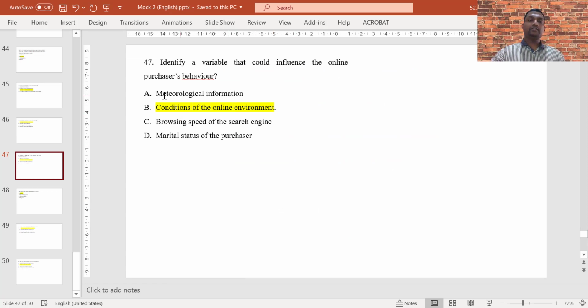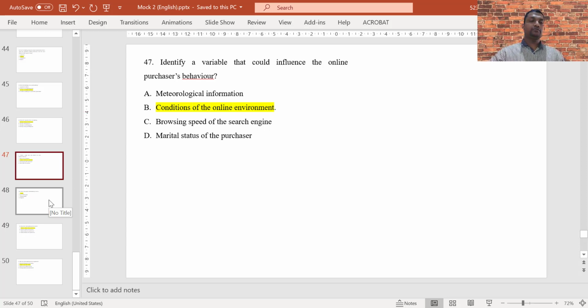And other information, like how fast the browsing speed of the search engine is, and whether the person is married or not, cannot be considered as a variable for online purchasing behavior. So depending on how the online environment is configured, buying behavior will change, because some online environments will be easy to use, some will be confusing. So things like that will affect the buying behavior.